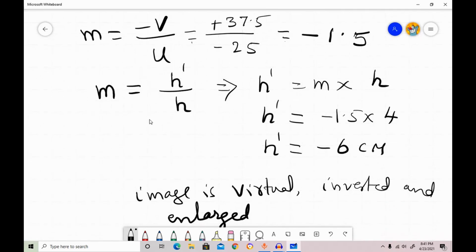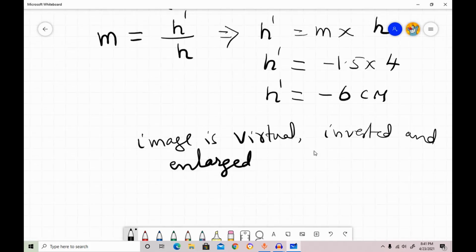So now again recall the formula. h dash, the size of the image, divided by h, the size of the object. This gives h dash equals m into h. m is minus 1.5 and 4 is given in the problem. 1.5 into 4 is 6. So minus means it is inverted and virtual, and h dash is more than 4, so it is enlarged.